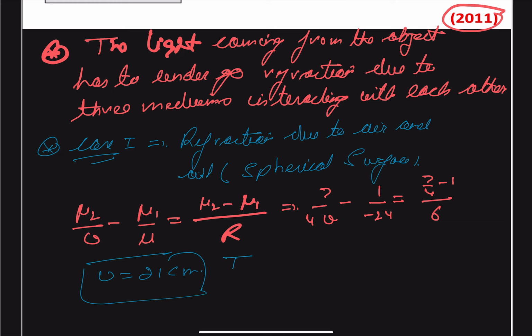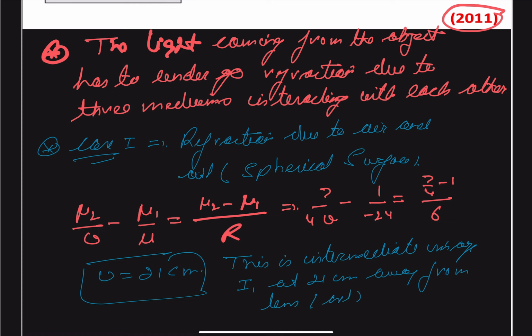So we can say this is the intermediate image. Let us call that as I1, at 21 centimeter away from the lens. Lens is nothing but our oil drop.